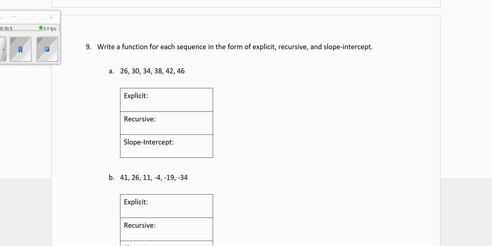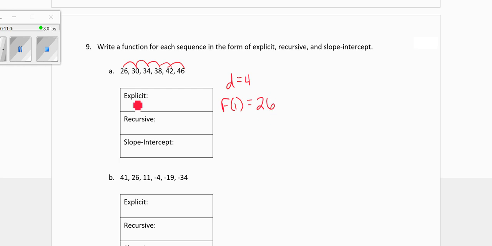So number 9, write a function for each sequence in the form of explicit, recursive, and slope-intercept form. So we're going to look at each of our sequences and write a different formula for each. So looking at A, I can see that my common difference is 4. And I can also see that my first term is 26.